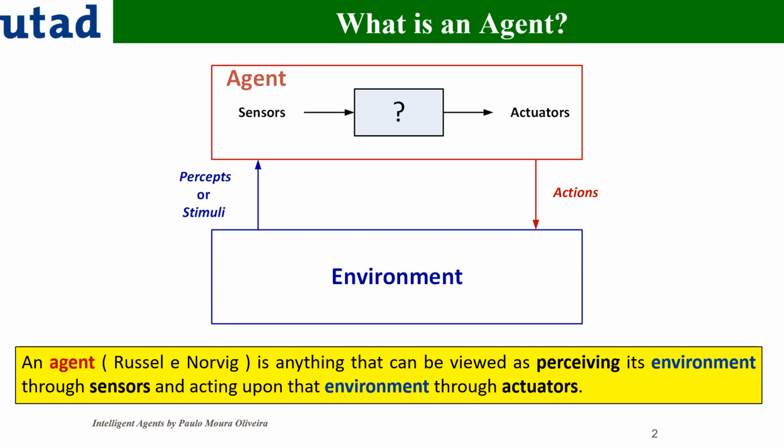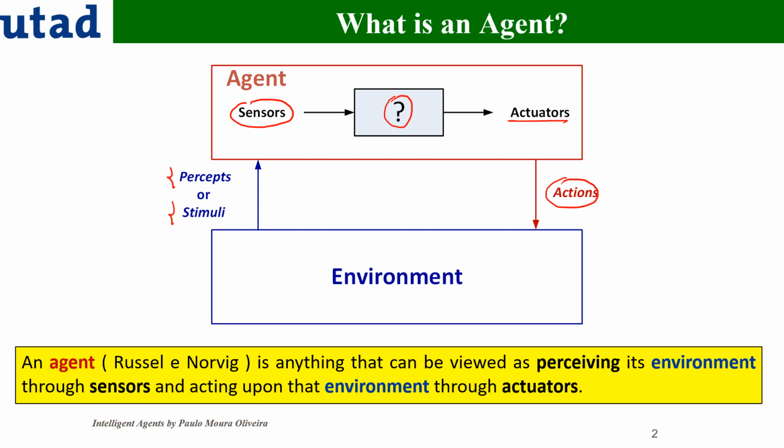So we can see here a graphical representation. We've got the agent here inside this block. The agent uses sensors to perceive the environment. So it receives percepts or stimuli from the environment, and based on that, it is going to take decisions and act on the environment through actuators. These actions are going to have consequences in the environment.